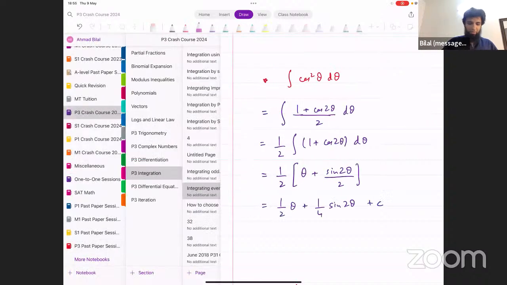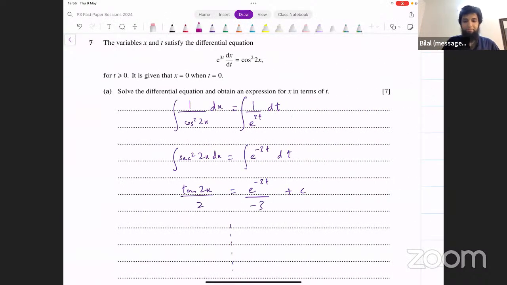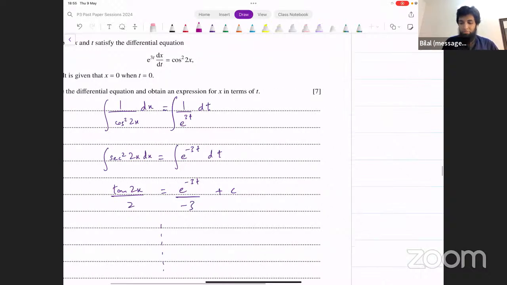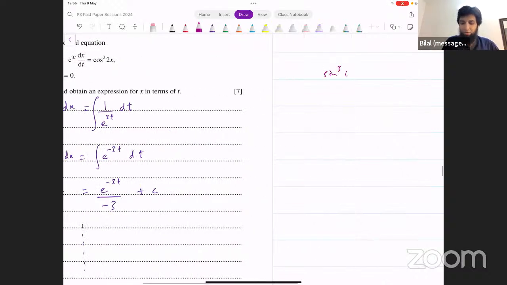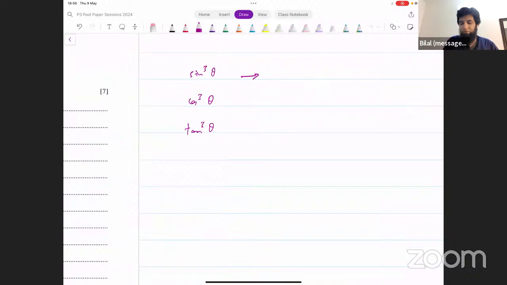All right, let's go back. Sir, do we need to know about odd powers? Yes, you need to know about sine cube, cos cube, and tan cube. These 3 powers, power 3, you need to know how to integrate. This is done using substitution. For this, you use u equals cos theta. For this, you use u equals sine theta. And for this, you use u equals tan theta. These are the substitutions that we use for them.